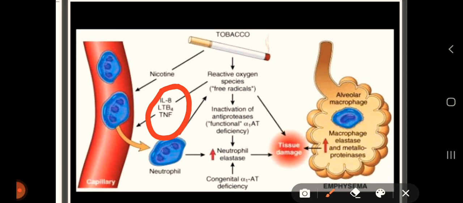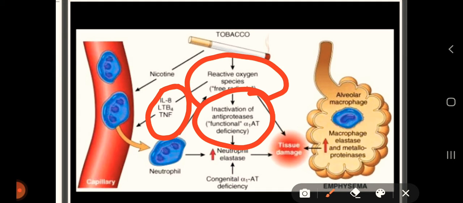Another thing that happens in emphysema is an imbalance between proteinase and antiproteinase. There is development of an oxidative stress state, with reactive oxygen species and free radicals, which ultimately result in the destruction of the tissues. Alpha-1 antitrypsin has major significance. How?